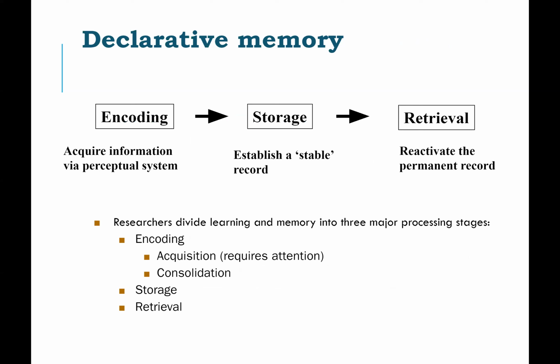With declarative memory, this is the memory that you're consciously aware of. People have mapped out the stages you go through. The first stage is the encoding stage, where you encode information in a perceptual system. Then you store that information, and then you could retrieve it at some point. The encoding part requires acquisition, which requires attention, and then consolidation. Consolidation is really the process where you put a trace down. I talked about this a lot in the first module.